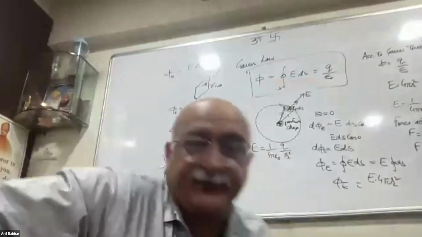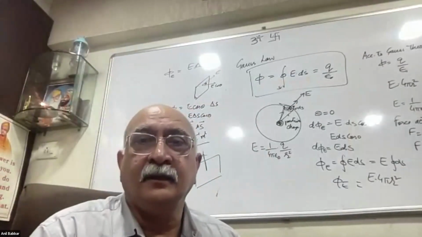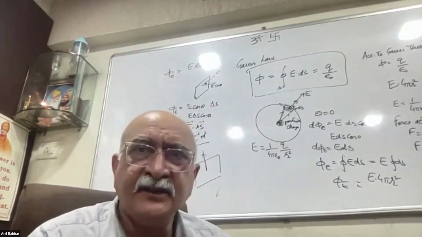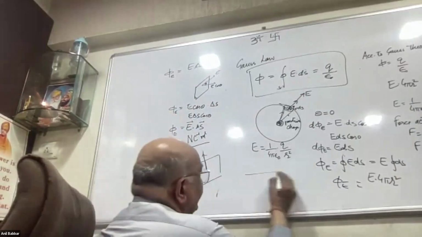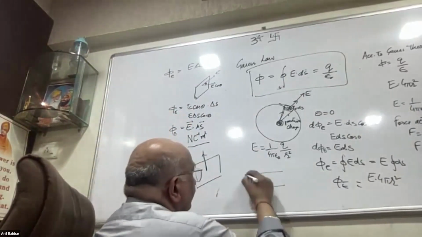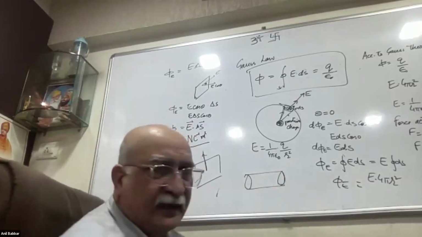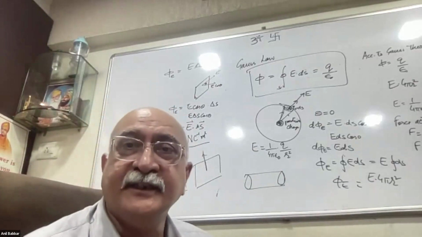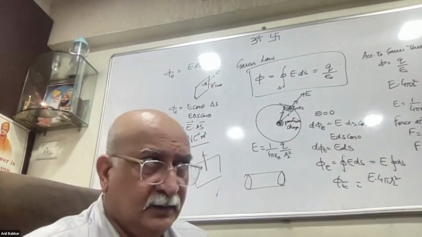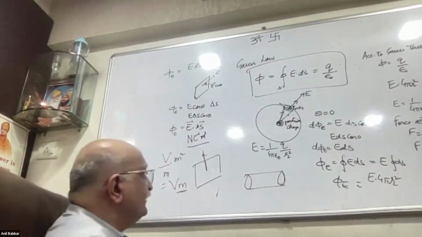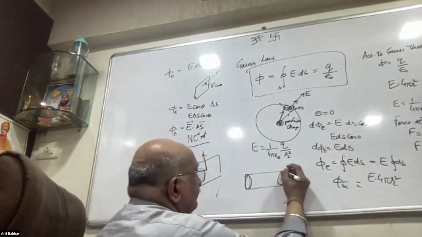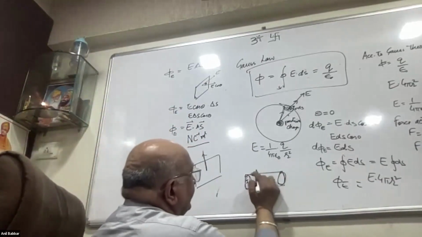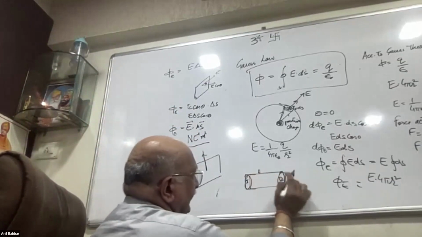This is a 2 marker question. And there is one very common question which is asked: suppose we have a cylindrical surface like this, a cylinder, and we are asked to find the electric flux through this cylinder. So there are 3 surfaces. This is surface 1, this is 2, and this is 3.